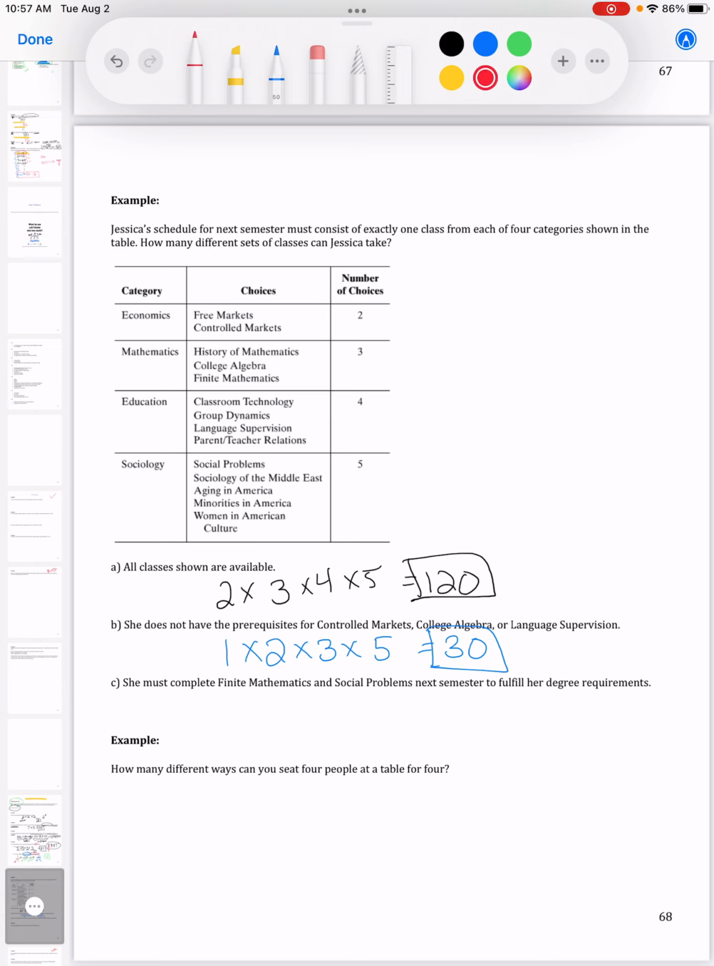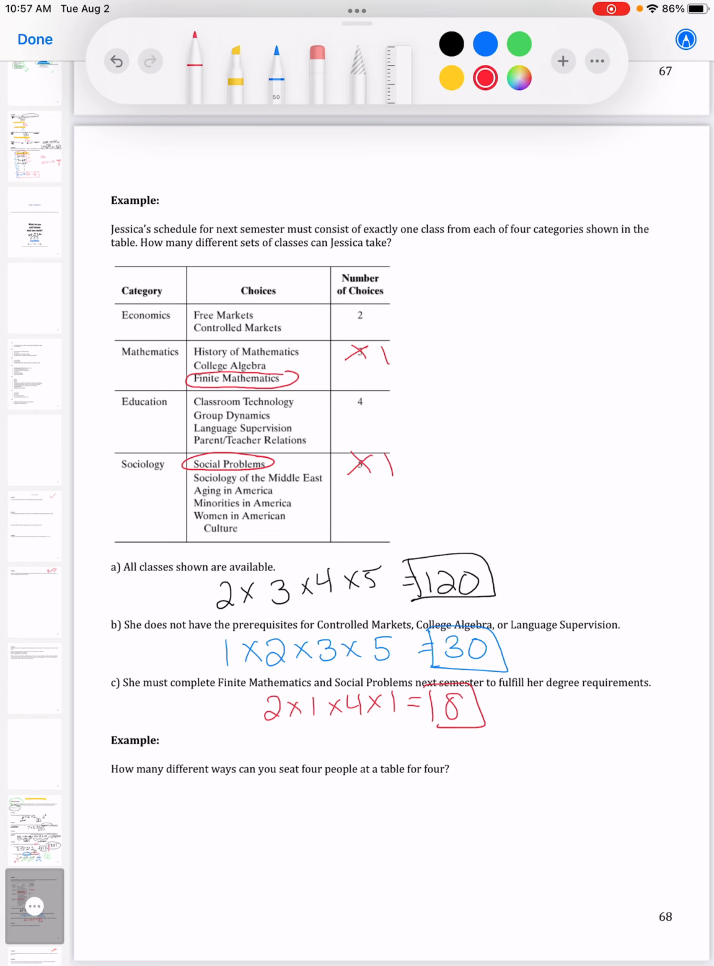C is going to be kind of similar, except for now I'm going to tell you that she has to take some. So she has to take finite math. The other ones aren't a choice. So she only is going to take finite math. It's required of her. And then she has to take social problems as well. So she has to take social problems. So she only has 1 choice. So again, we're going to multiply together the possibilities to get 8.